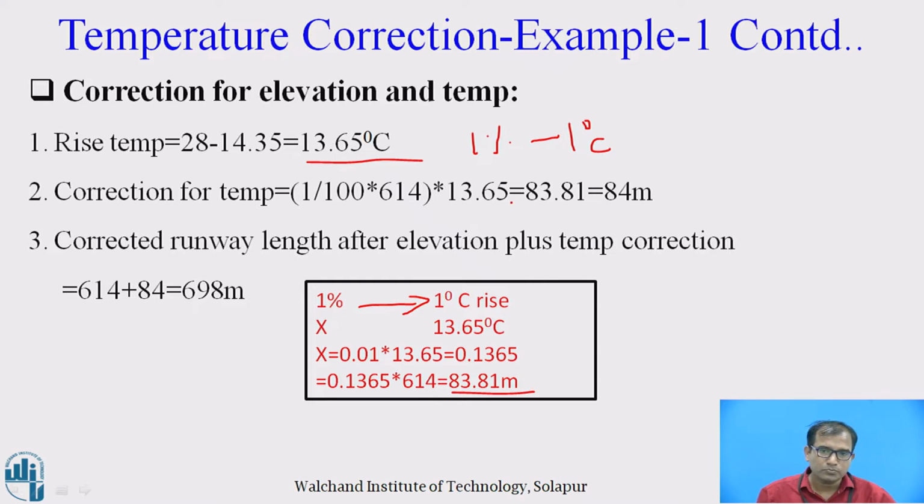So now here the same thing we have done here. For 1% per 1 degree rise, and for 13.65, how much is that value? So for 614 meter, that comes to 83.81 meter as the temperature correction. So the basic runway length is now increased: 614 plus 83.81 meter. That is the correction after the elevation and the temperature. So that comes to 698 meter as the length of the runway after applying the correction of elevation and temperature.